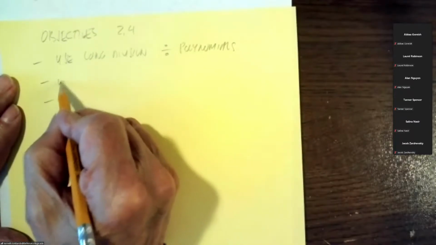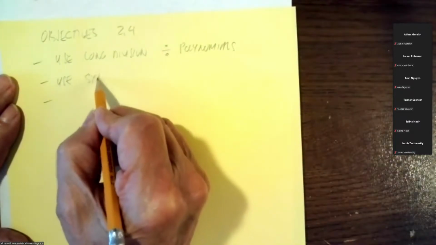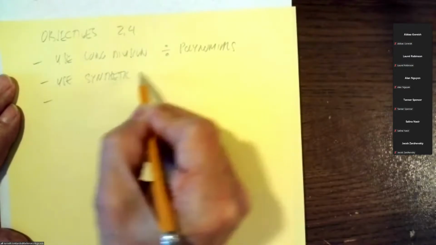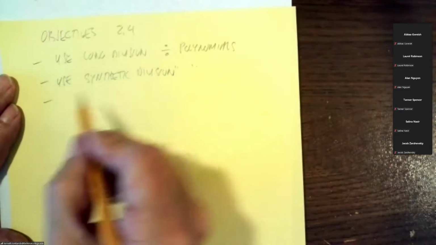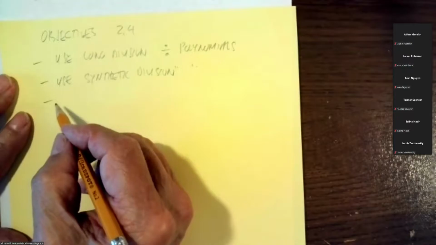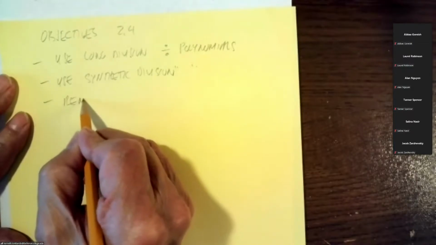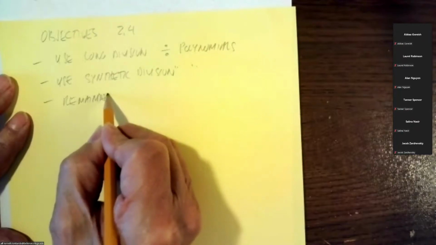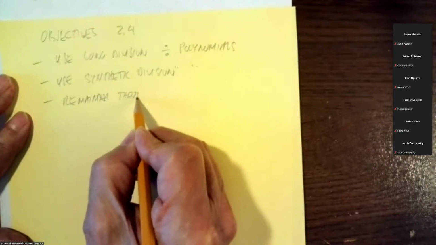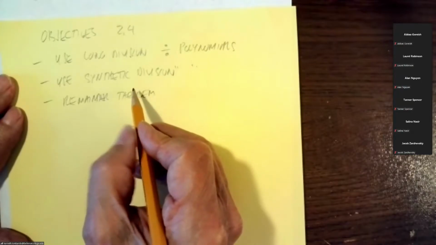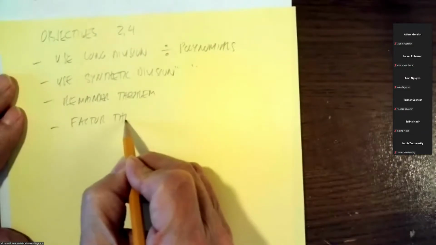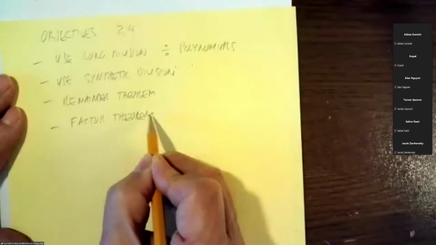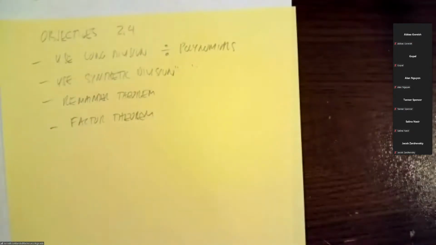We also want to be able to use something called synthetic division to divide polynomials. We're going to evaluate using the remainder theorem, and we'll talk about what that means. And we're also going to use something called the factor theorem. So those are the things that we want to be able to do as a result of going through today's lesson.